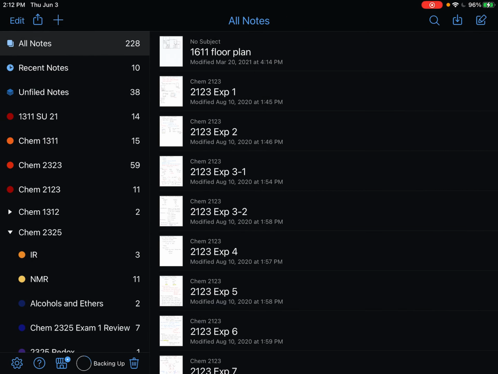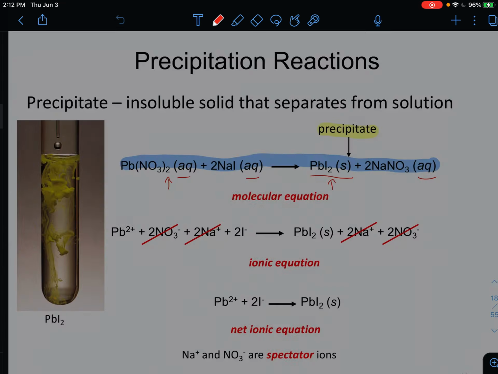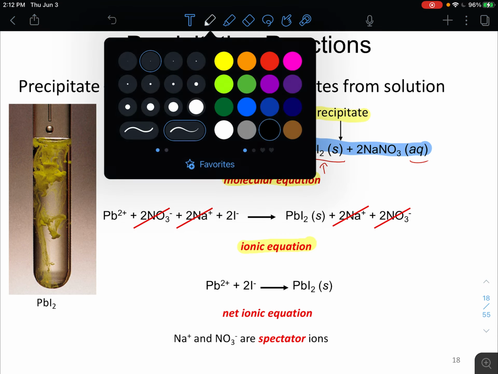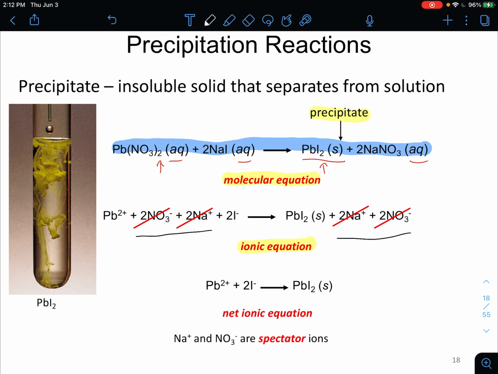Okay, let me go back to the slides, but I think that's pretty much all I was planning to say here. They go through the same process, starting with the molecular equation, going to the ionic equation. Here you can see crossing out the spectator ions on each side to ultimately get to the important part, which is the net ionic equation. And then it just happens to mention here, hey, those are the spectator ions that are being canceled out when we go from the ionic equation finally to the net ionic equation.